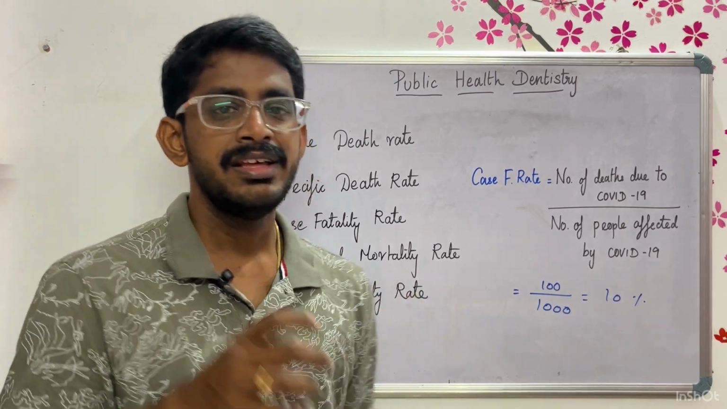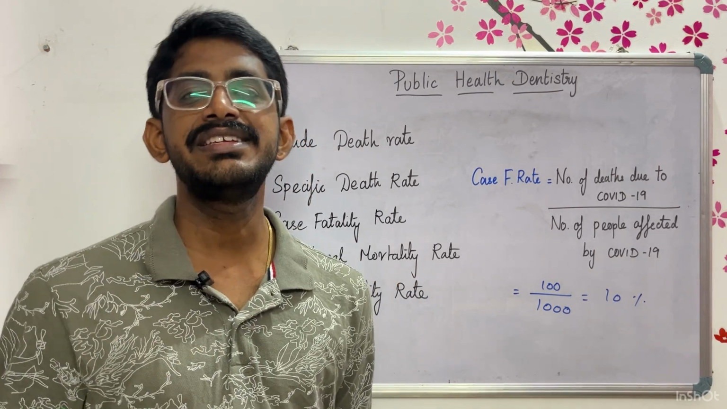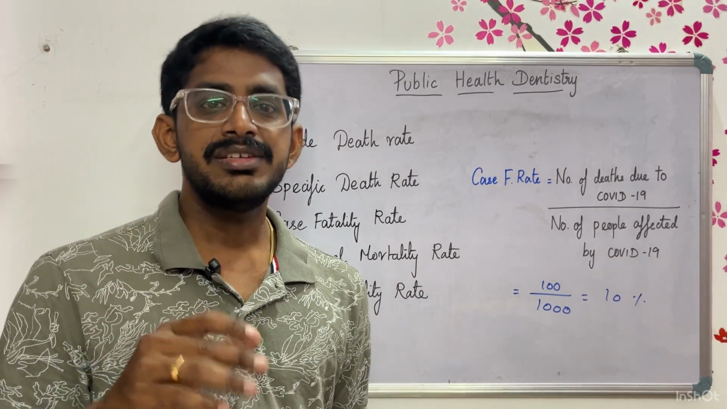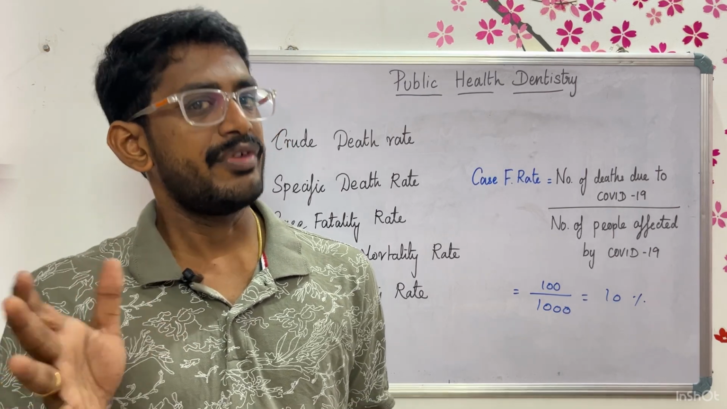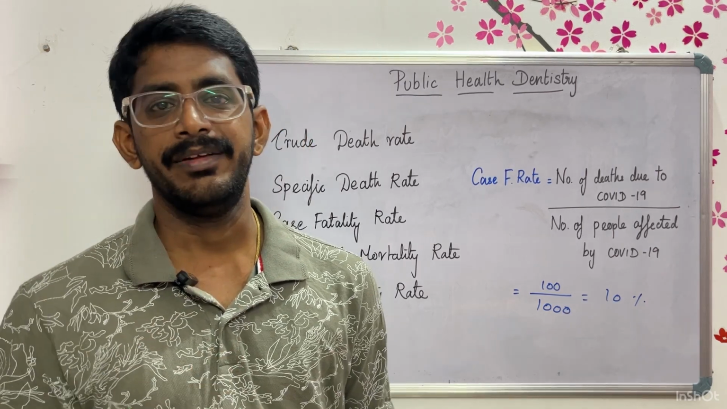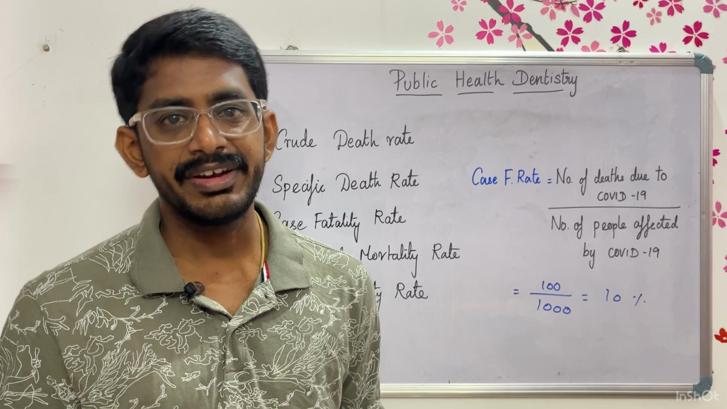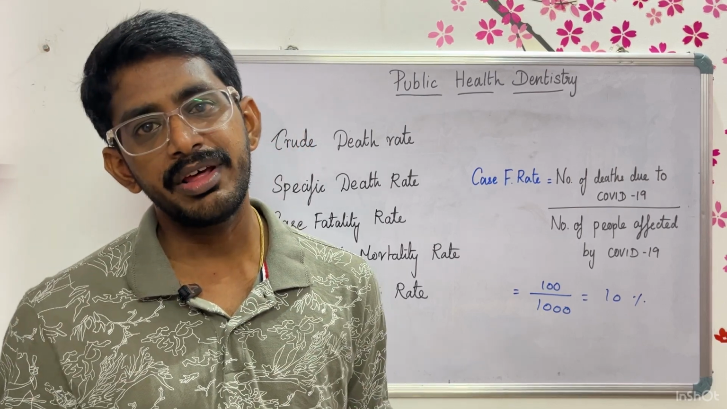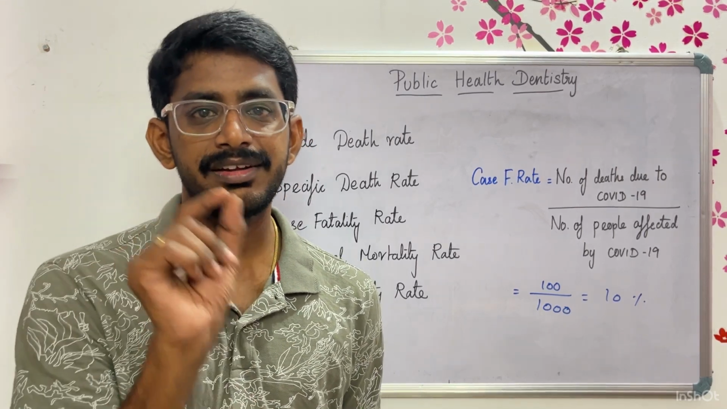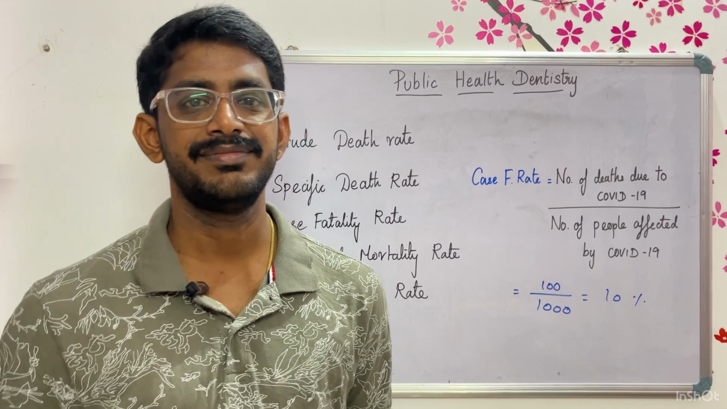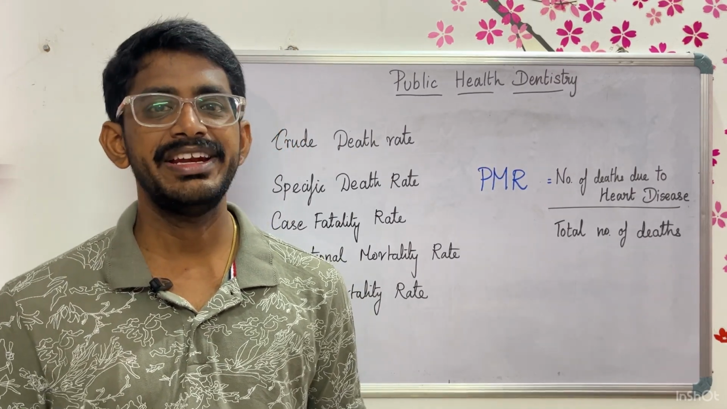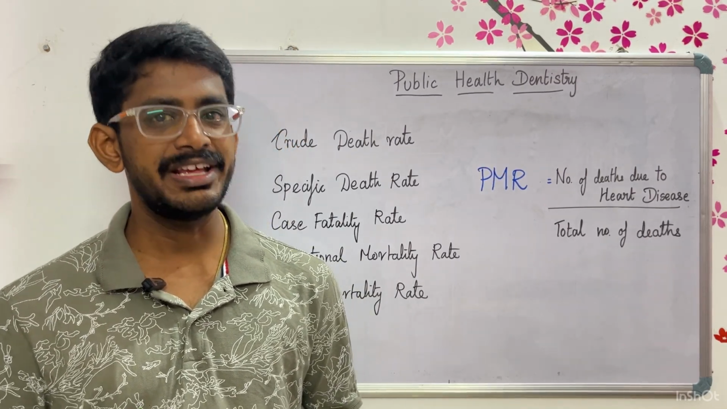So in this case, the killing power of COVID-19 is 10%, because imagine, should 100 people be affected by COVID, 10 of them will die. If 1,000 people are affected, 100 will die. If 10,000 people are affected, 1,000 people will die. That is the meaning of the 10%. Coming to the next indicator of mortality, that is proportional mortality rate.